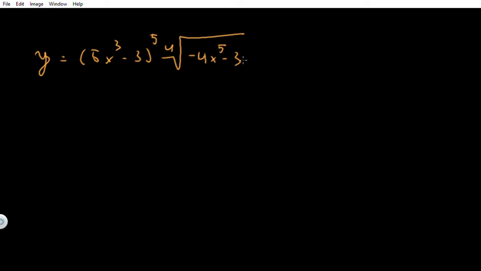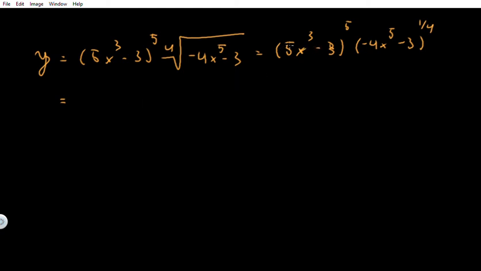All right, to do this, like I said, I would rewrite any root as a fractional exponent. So I would rewrite this as 5x cubed minus 3 to the fifth power times negative 4x to the fifth minus 3 raised to the 1/4 power. All right, and now we have the product of two functions, two binomials, and I would like to find the derivative of this function, and I'm going to have to do the product rule.